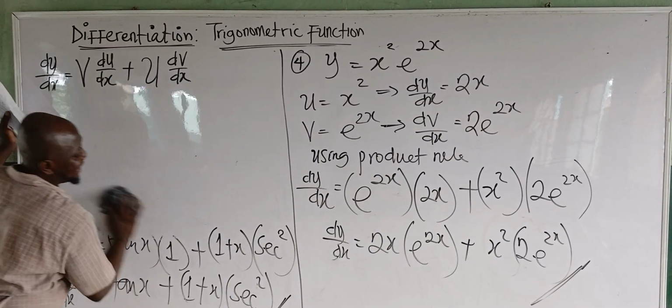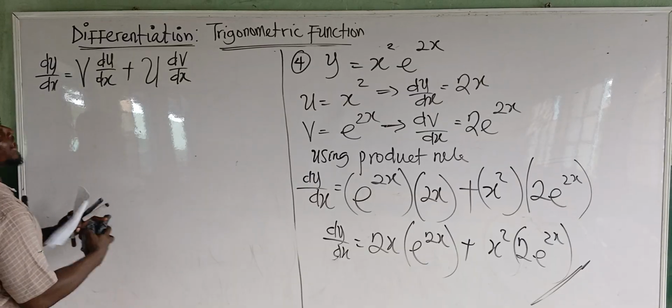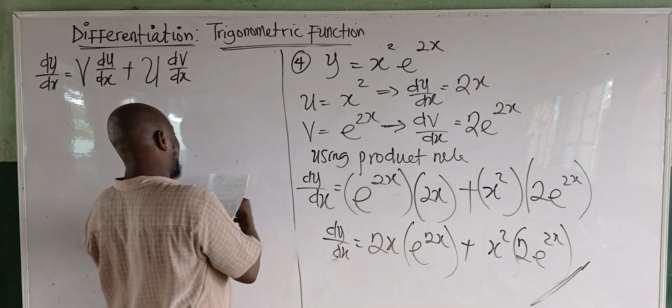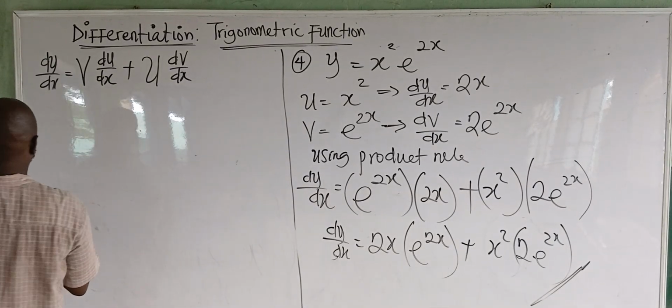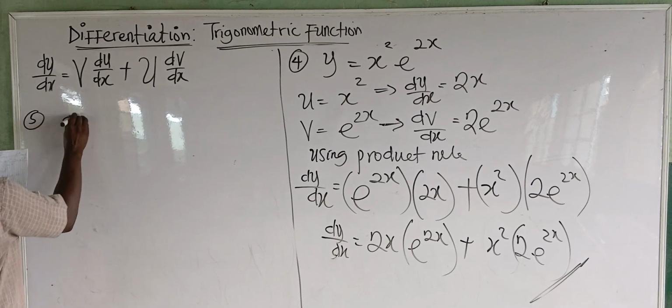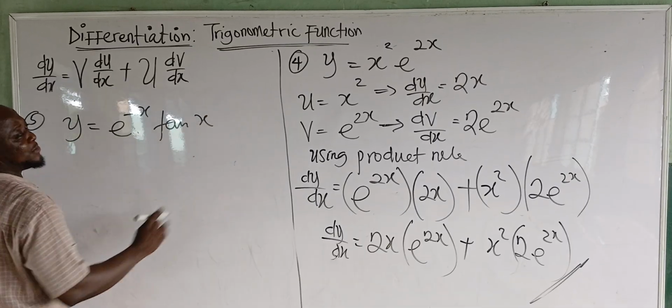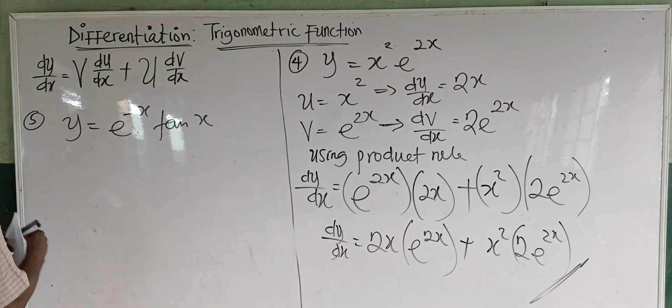Next up, in whatever we are doing now, we are using the product rule, because we are finding two variables multiplying each other. Don't forget that. It is very, very important. You learn that. So this will be my number 5 question. We say this value, e^(-x), will give us this value, times tan x.